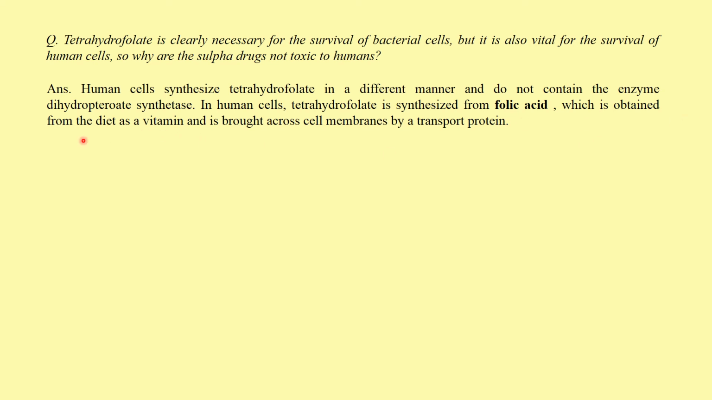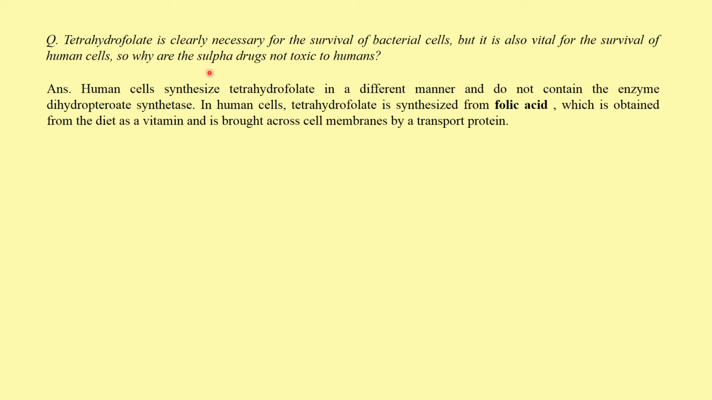We get it from our diet, from the vitamins, and then with the help of various transport proteins, it is brought across the cell membrane. Since the method of generation of tetrahydrofolate is completely different, that is why the human cells are left untouched when you treat them with the sulfa drug.